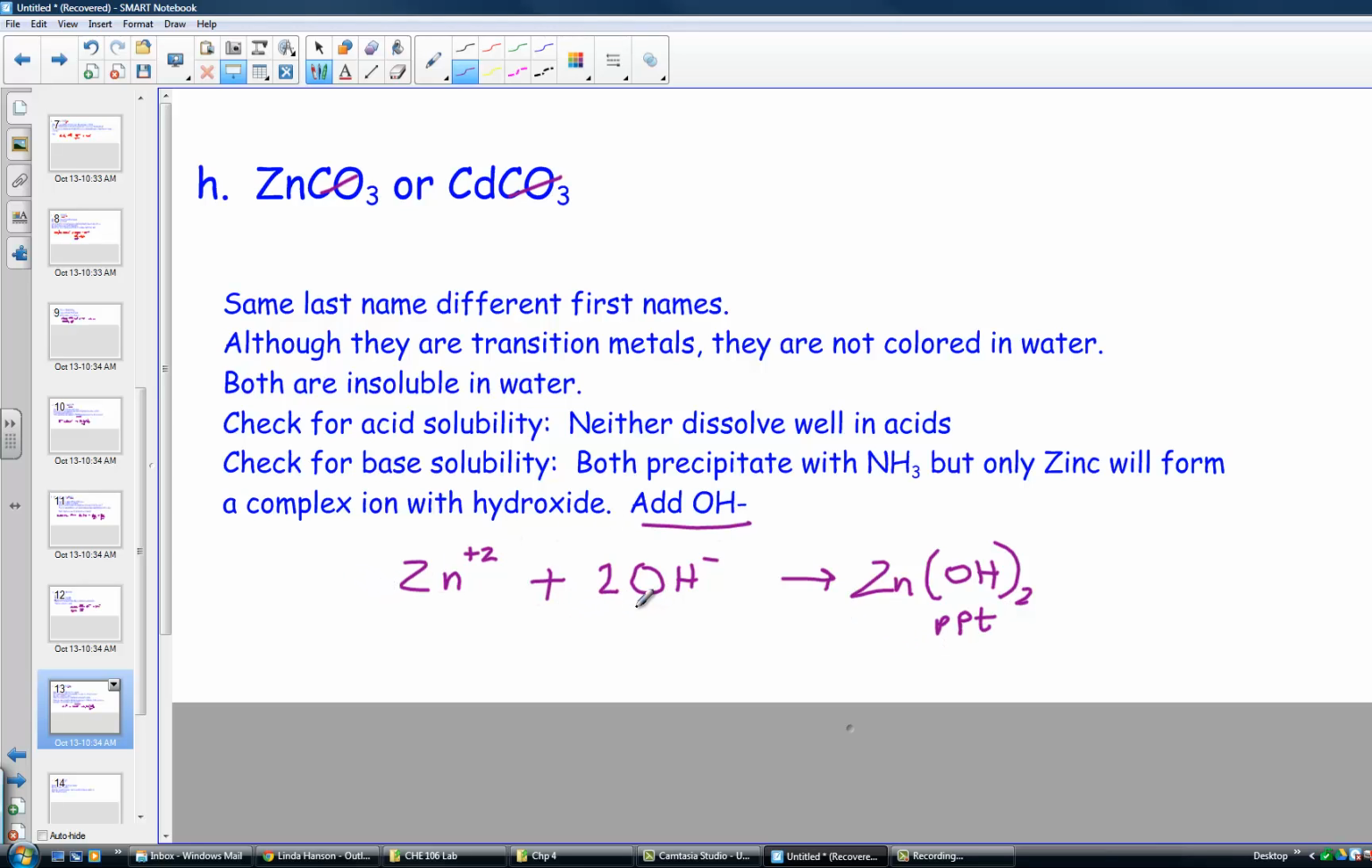Cadmium introduced to hydroxide would remain soluble. Zinc introduced to hydroxide would precipitate. So adding a strong base allows us to distinguish between the two.